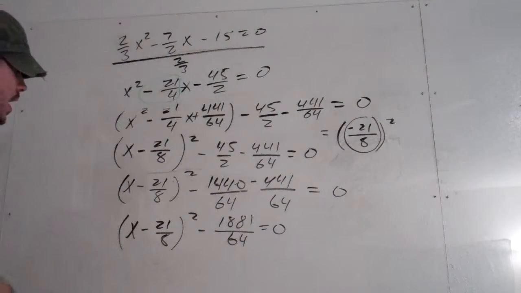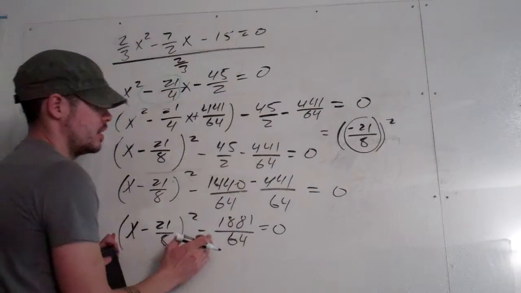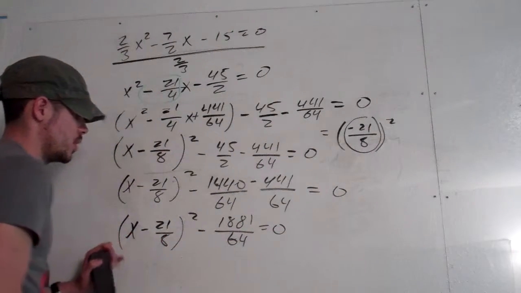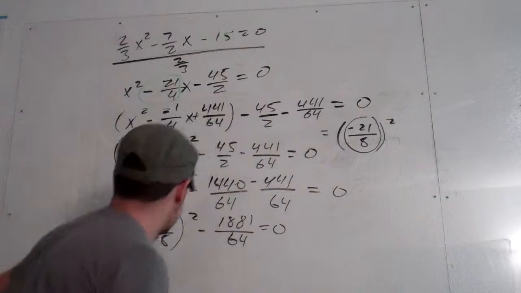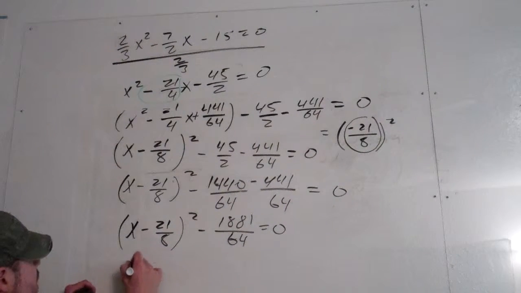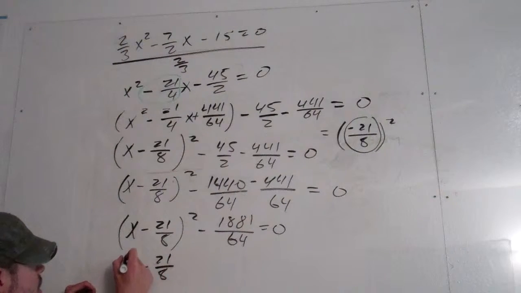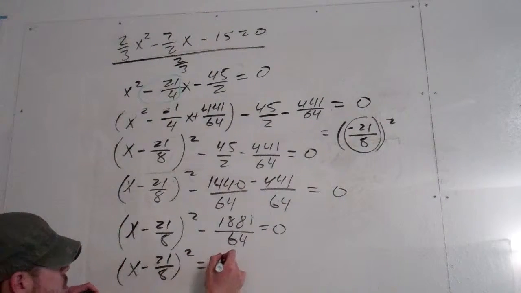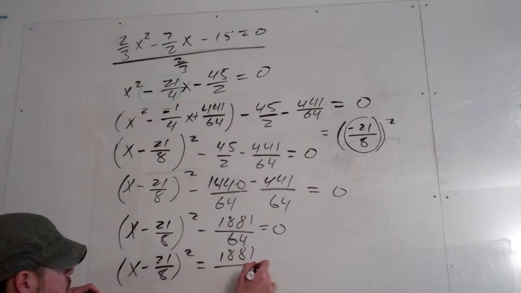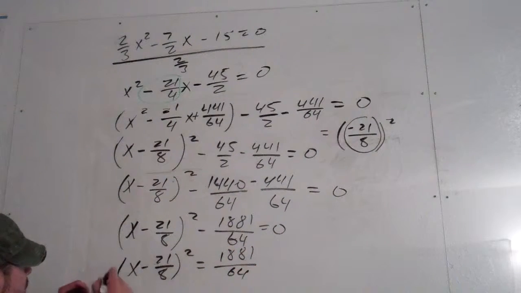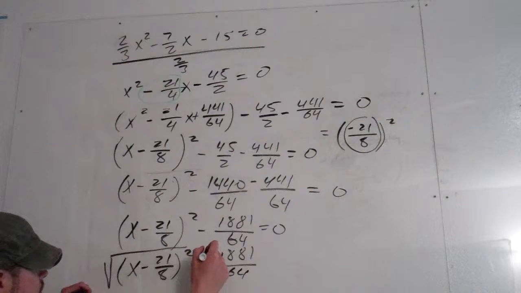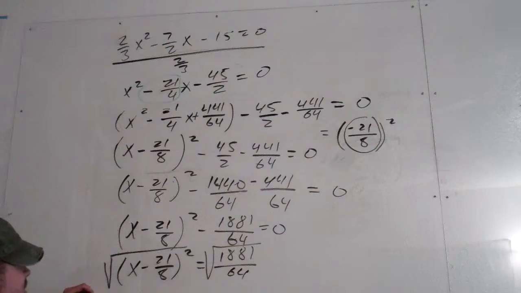Now what do I gotta do? Alright, here's my x term. I gotta get everything over here, everything that I can, before I square it, before I take the square root anyways. And so that's x minus 21 over 8 squared is equal to 1881 over 64. And then I've got to take the square root of both sides. Excuse me, I keep on getting that mixed up for some reason.